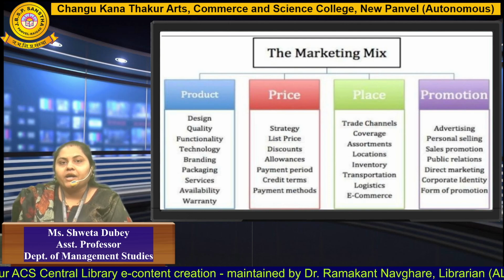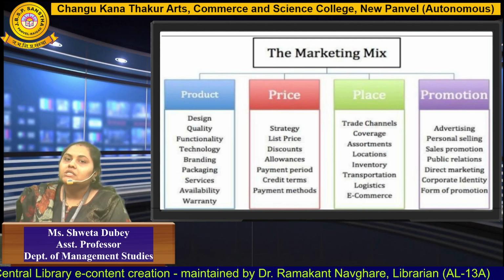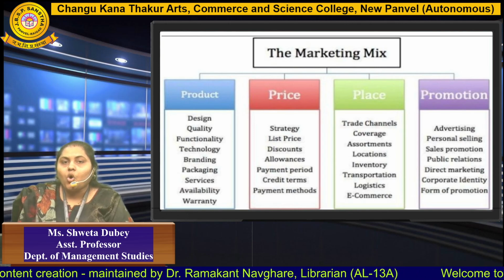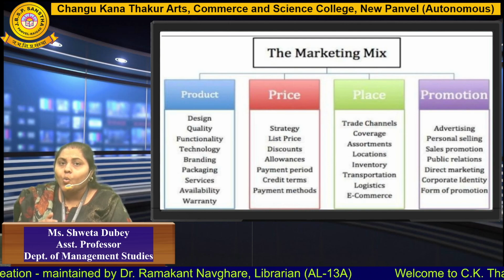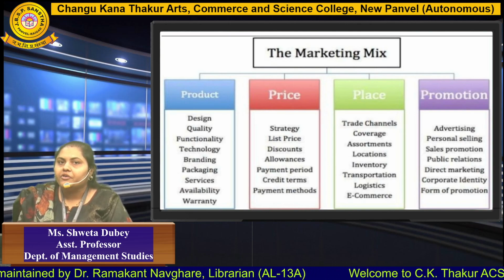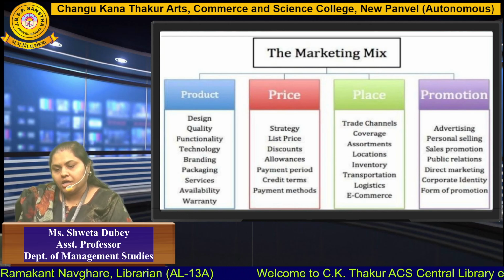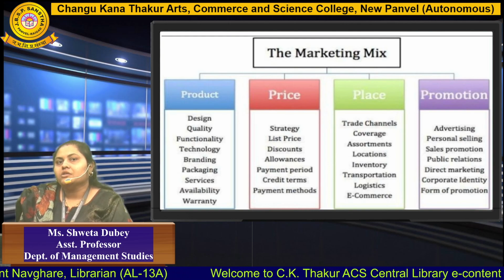So right place defines how readily or how easily a product is made available to a customer. So it all depends on your distribution network and how quickly and easily you can make a product readily available to the customer. So in the place element, we are going to study what the different trade channels are that you are going to use.